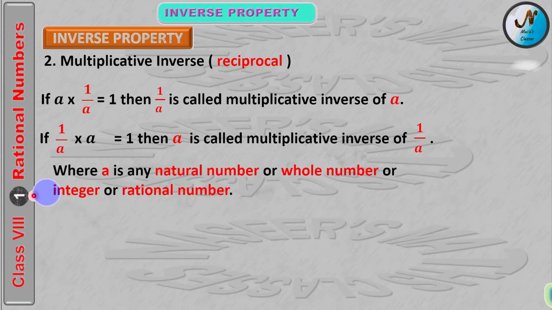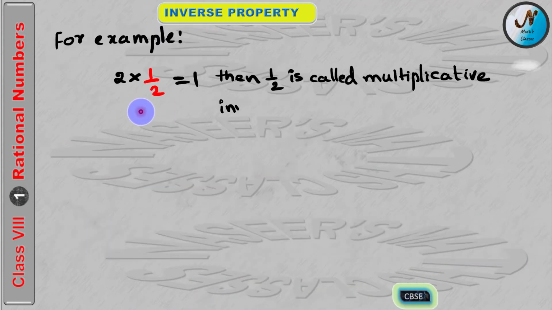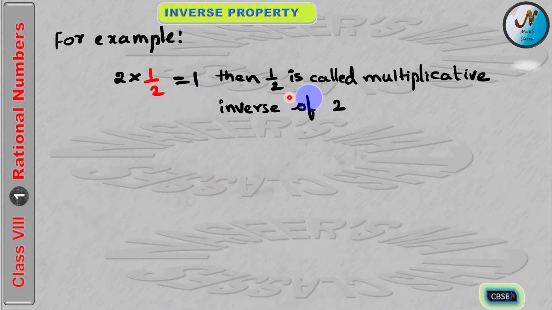So generally we can say this where a is any natural number, whole number, integer or rational number. We have to remember one thing, that 0 does not have any multiplicative inverse because 1 by 0 is not defined. For example, 2 into 1 by 2 is equal to 1, then 1 by 2 is called the multiplicative inverse of 2 because 1 by 2 is the reciprocal of 2.